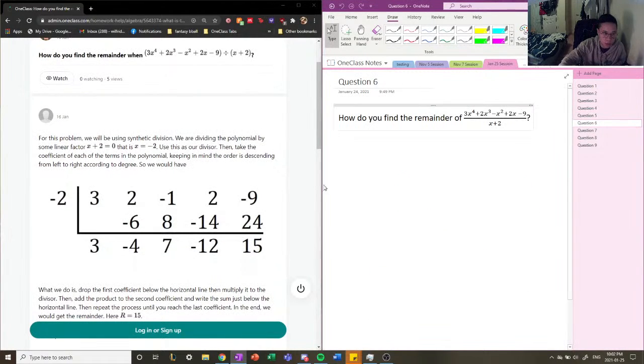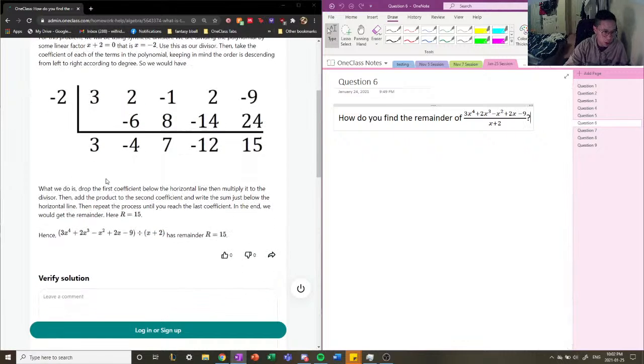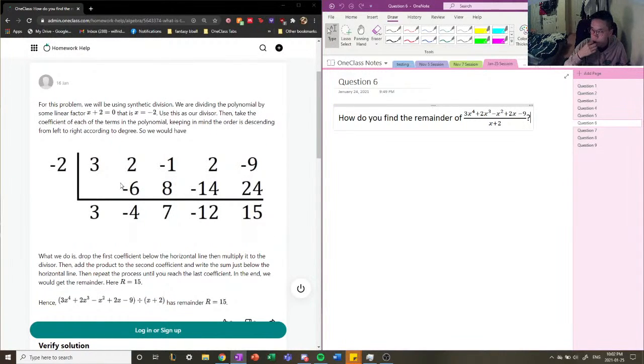Okay. All right. So the next question reads: how do you find the remainder when 3x to the power of 4 plus 2x cubed minus x squared plus 2x minus 9 is divided by x plus 2? Okay. So the junior tutor here used synthetic division. So I'll be using synthetic division here, and also I'll be using long division, okay? And they're basically the same technique, but they're just written out differently.